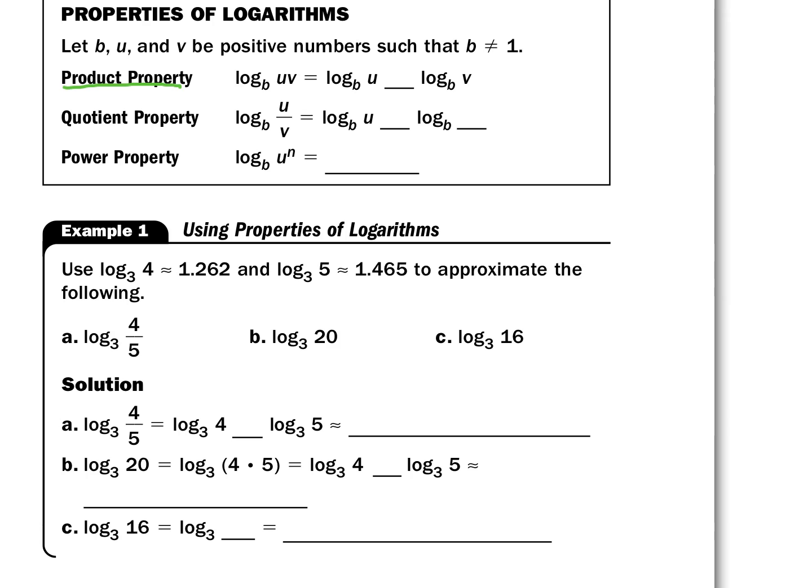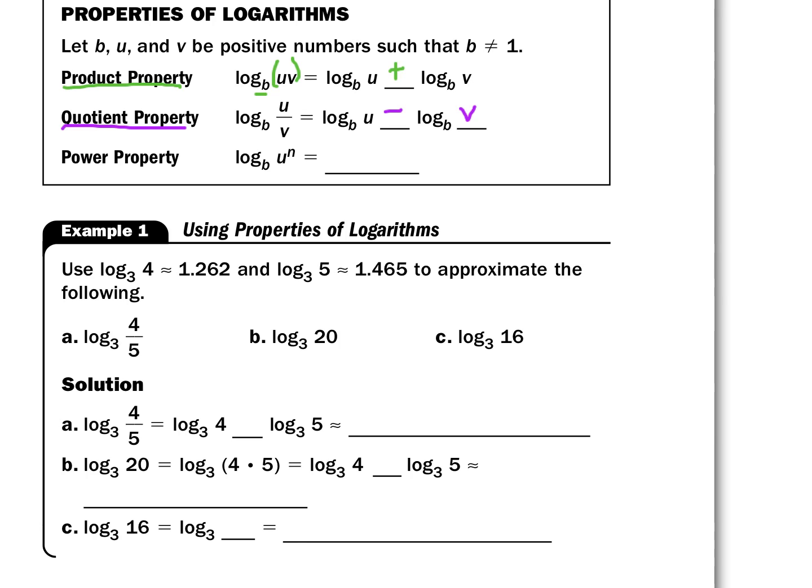Just like it sounds, we take log base b of some product, so in this case u times v, is equal to log base b of u plus log base b of v. So the product property just says that the log of a product is equal to the sum of the logs of each of the elements of that product. And we've got the quotient property, which just says that log base b of u divided by v is log base b of u minus log base b of v. So we take the difference.